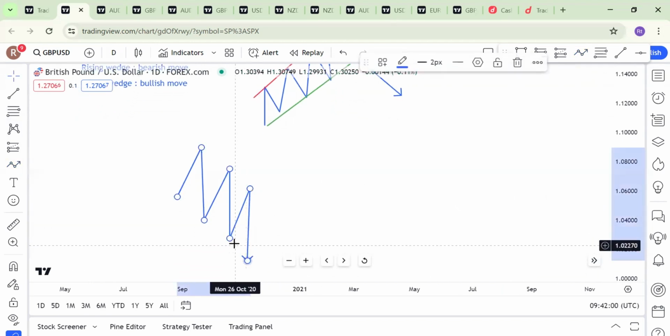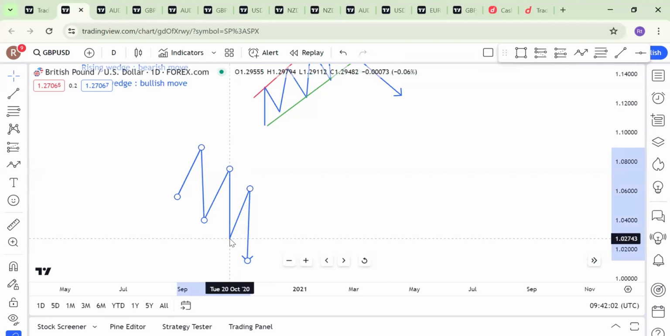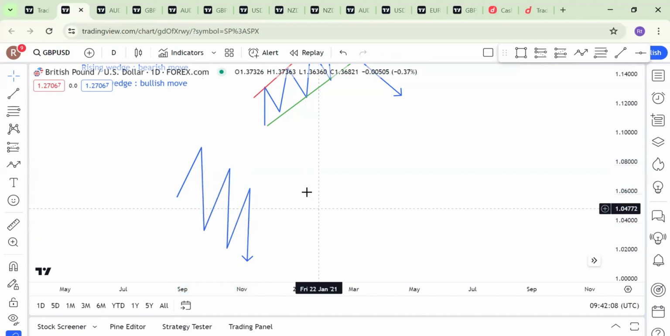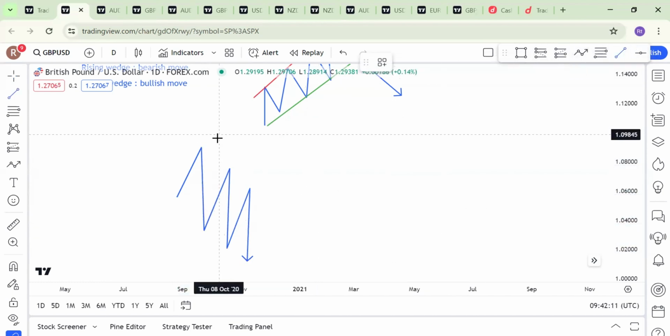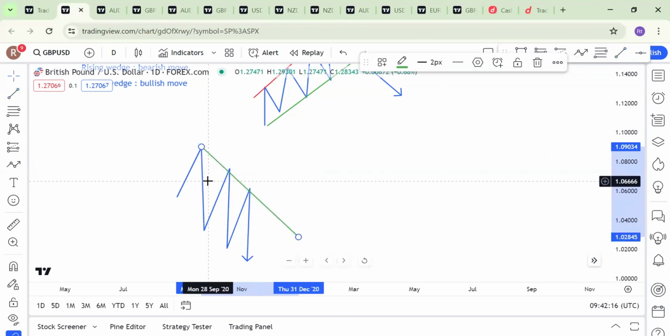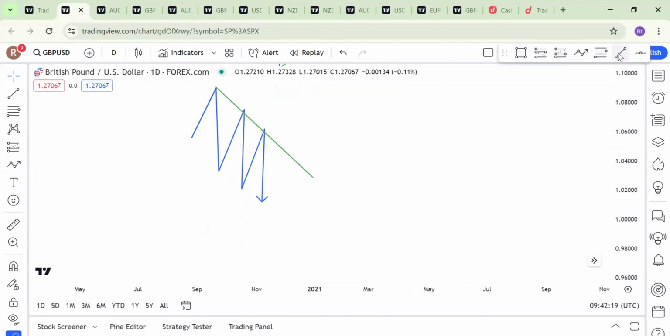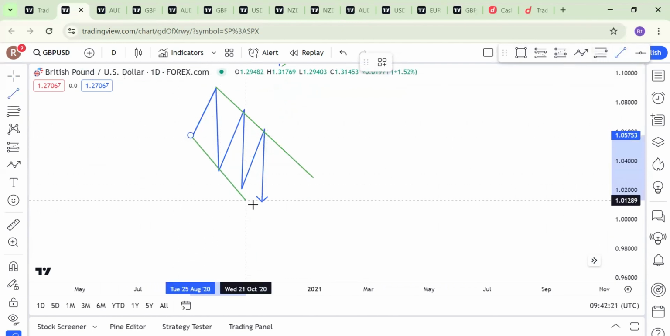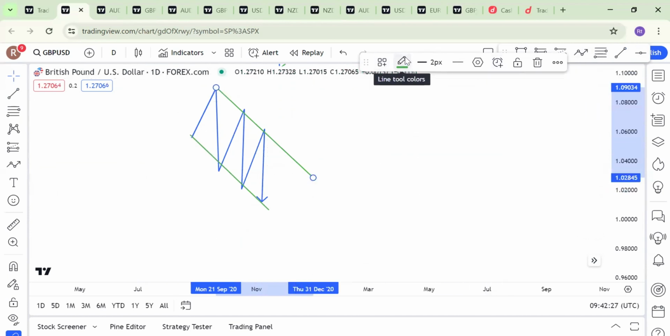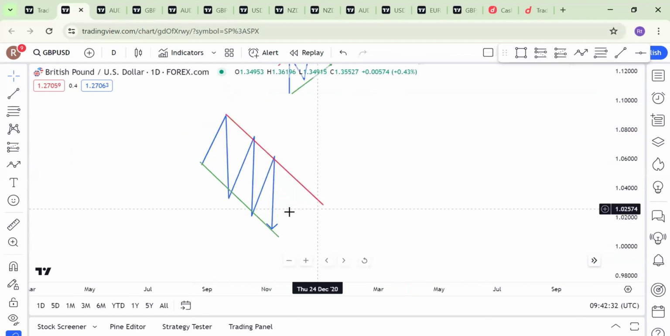Okay, so we have something like this, and we draw our trend line. This is not our support right now. This should be our support. So we mark our resistance, we change it to red, and our support as green. So when you have something like this, it means a bullish move is imminent.